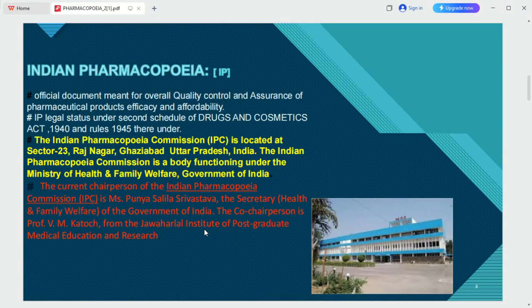The Indian Pharmacopoeia and IPC, the Indian Pharmacopoeia Commission. The Indian Pharmacopoeia is an official document covering the overall quality control and assurance of pharmaceutical products, their efficacy and affordability. What are the main functions of the Indian Pharmacopoeia Commission? Drugs are prepared in the pharmaceutical industry following procedures like the SOP, standard operating procedure, and the terms and conditions are checked to see whether they are followed. Instructions on efficacy and quality are strictly followed for products like tablets, semi-solid dosage forms, capsules, lotions, liquids, suspensions, emulsions, and ointments, which are prepared in industrial pharmacy.